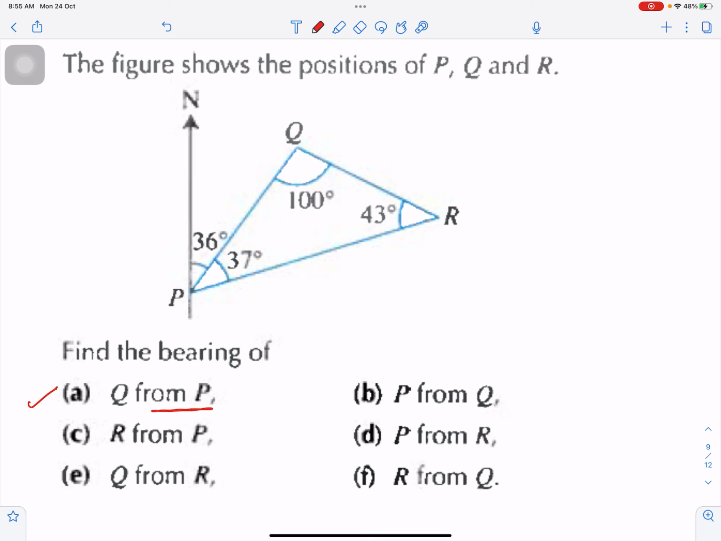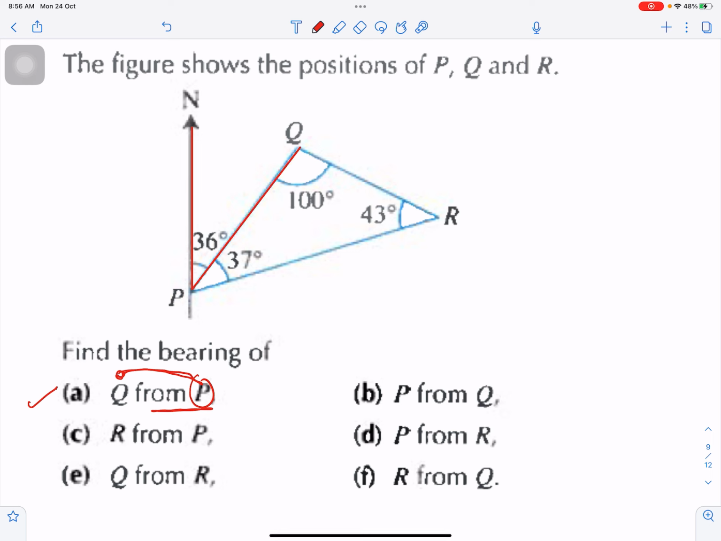Now it is saying from P. It means you should have north at P. Let's see, do we have it here? Yes, we have north at P. If it is not there, we will draw it. Now we will see where is Q and we will join Q and P with a line if it is not joined. So let's see Q and P. Yes, it is also joined here in the diagram.